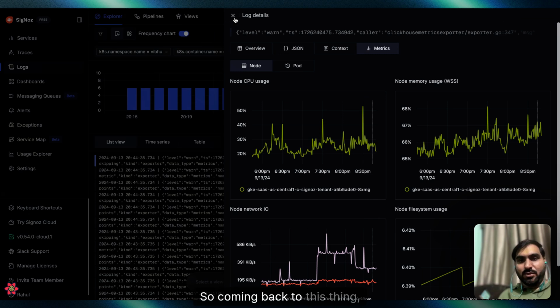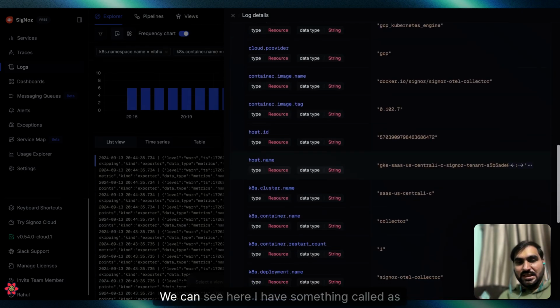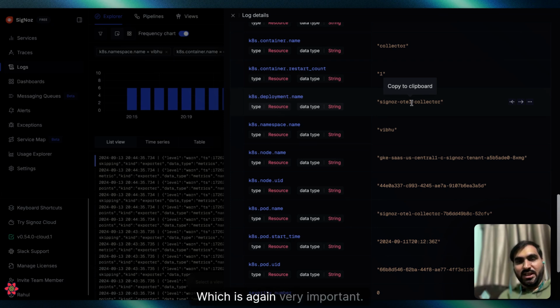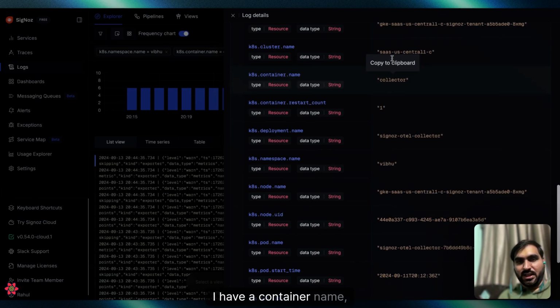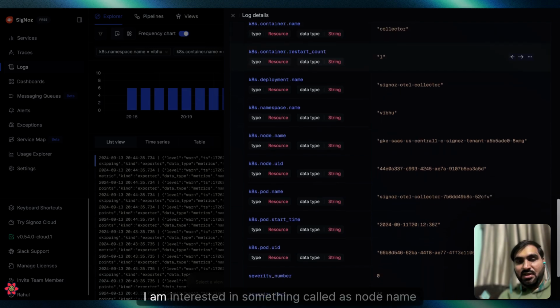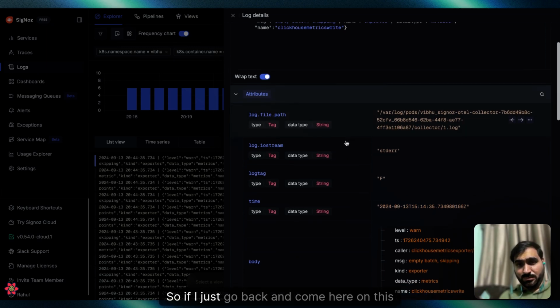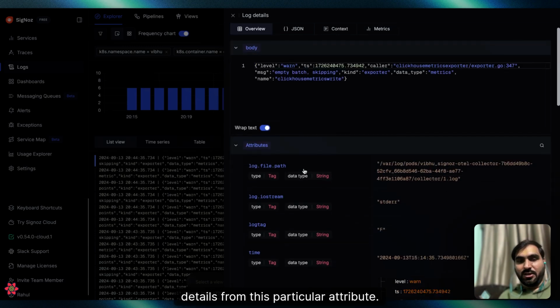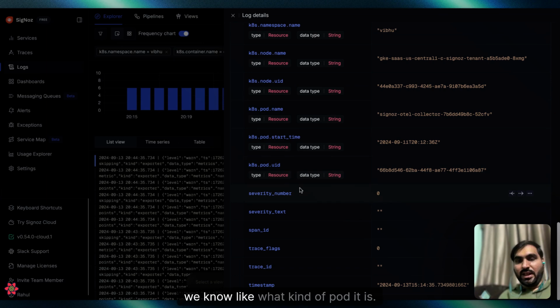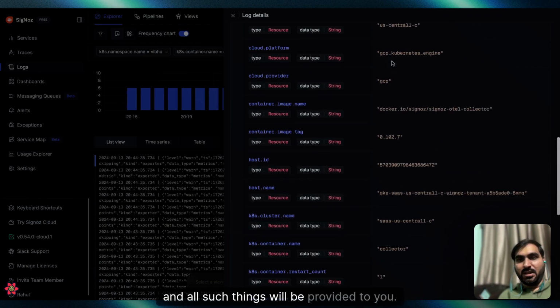Okay, so coming back, how do we further use this? Basically, we use some attributes which are available in our log details. We can see here I have something called deployment name, which is again very important. We know we deploy the deployment in Kubernetes. So I have a deployment name, I have a container name, I have a cluster as well. In here, I am interested in something called node name as well. And that's what I was showing you in my node metrics. If I just go back and come here on this particular graph, you can see this is something similar to my node name, which is taken from this particular attribute in the log details. So basically we are using these attributes. Once you click on any log line, we know what kind of pod it is, what is the name of the pod, to be honest, and what is the name of the node, and all such things will be provided to you.